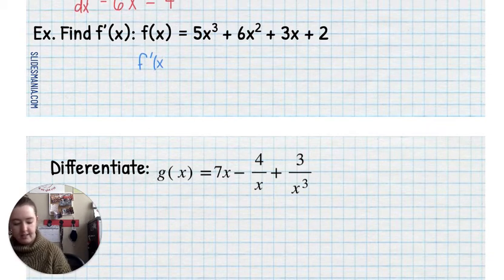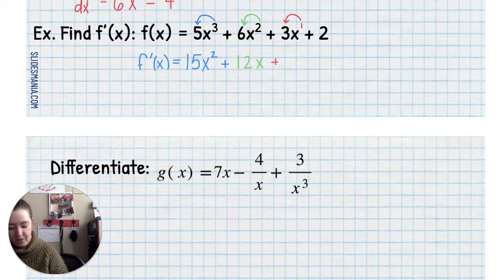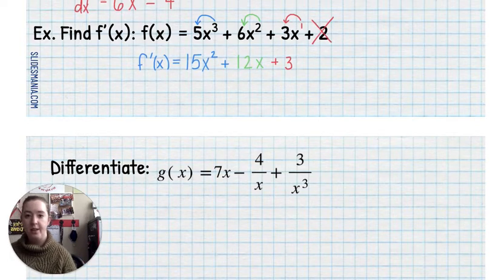So f prime of x equals, so we're finding the derivative. We're going to bring this number out front and multiply. 3 times 5 is 15, x. Then we'll subtract 1 from the power, so 3 minus 1 is 2. We'll bring our power down and multiply. 2 times 6 is 12, x, and then subtract 1 from the power, so we'll have x to the first, or just plain old x. Over here, we'll bring our power out front. 3 times 1 is 3. Then we'll subtract 1 from the power, so 1 minus 1 is 0. x to the 0 power is just 1. There's nothing there. And then we're going to take the derivative of 2. Remember, the derivative of a constant is 0. So it just kind of goes away. So f prime of x is going to be 15x squared plus 12x plus 3.